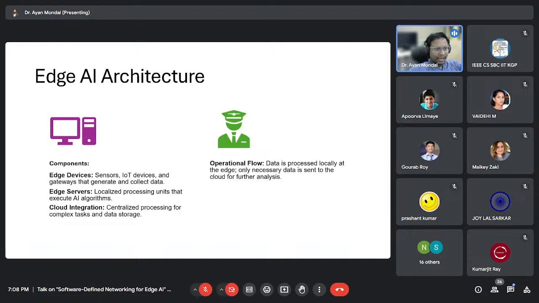In case of Edge AI architecture, we are looking into different components. As I was talking about, in Edge AI we are not just looking into the edge, but we are trying to help the cloud and make the system much better. Edge devices are nothing but the devices that are collecting data, close to or with the user itself. It might be sensors, IoT devices, or gateways that are generating or collecting data or transmitting the data to some remote location.